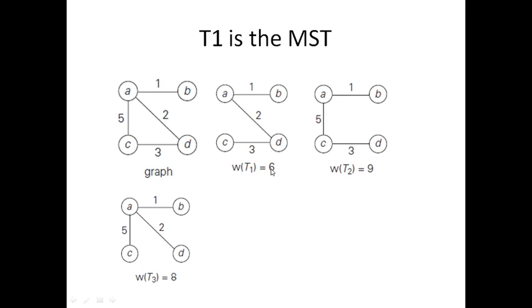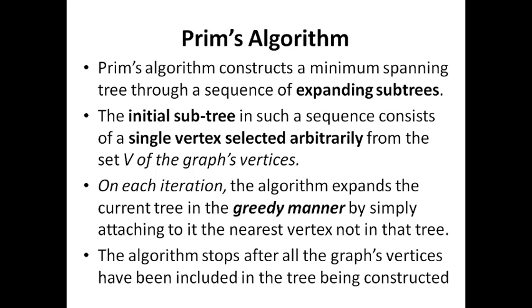Now we need to find an algorithmic way of getting this result. So we have to get into the algorithms used for constructing the minimum spanning tree. There are two algorithms available. The first one is called Prim's algorithm. The idea of Prim's algorithm is that it keeps expanding the subtrees.